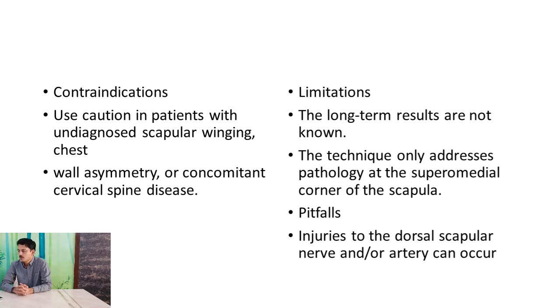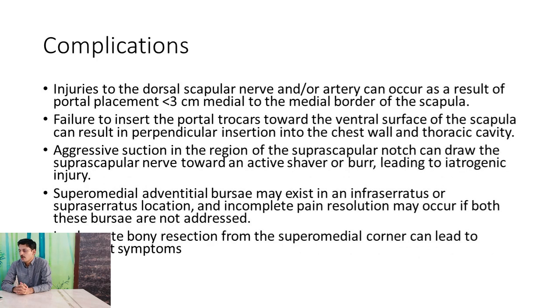Now, there are some complications. You can injure the dorsal scapular nerve and artery, and that's why you have to make your portal more than 3 cm medial to the medial border of the scapula. If you make your portals too close, then there are high chances of the dorsal scapular nerve and artery injury. Usually you should insert your trocars parallel to the scapula. If you insert them vertically, then you may enter into the chest wall or the thoracic cavity, which can be very dangerous. You should not use aggressive suction, because in the region of the suprascapular notch, if you use a lot of suction, you may suck in the suprascapular nerve.